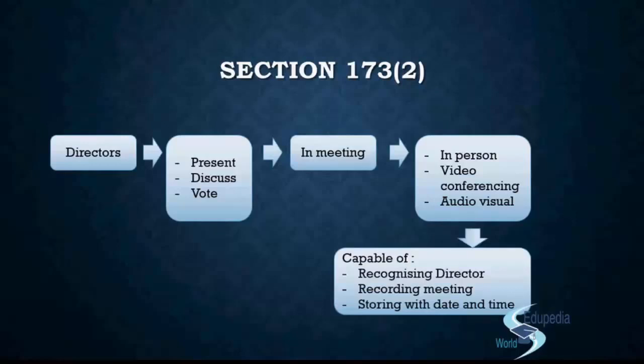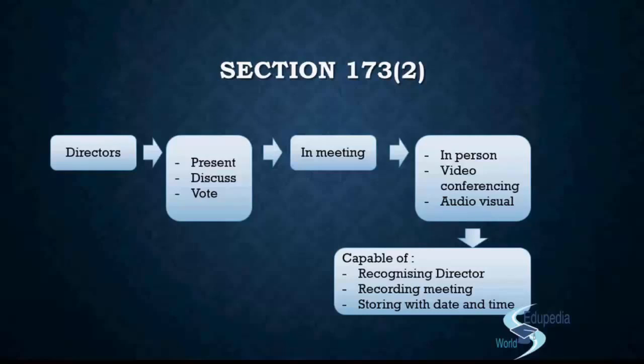But the system of video conferencing or other audio-visual means must be capable of recognizing the director. That means the picturization should be clear, and the other director sitting in the room or somewhere else should be able to recognize the director by his identification number as well as the face displayed on the video conferencing channel. It should also be capable of recording the meeting. The entire video should be recorded and stored along with the date and time. So this is the minimum requirement of a video conferencing or audio-visual conferencing channel.